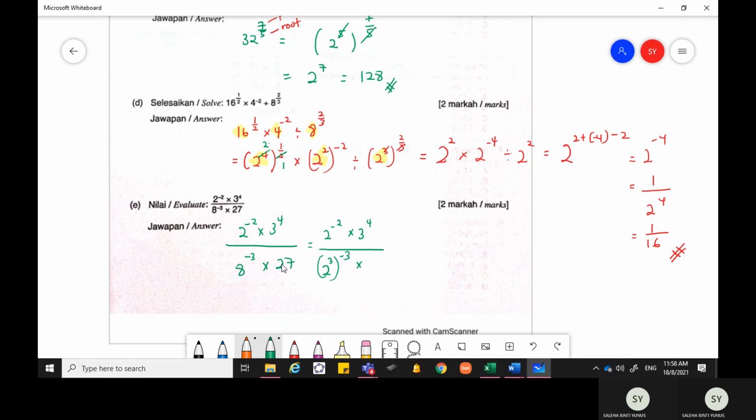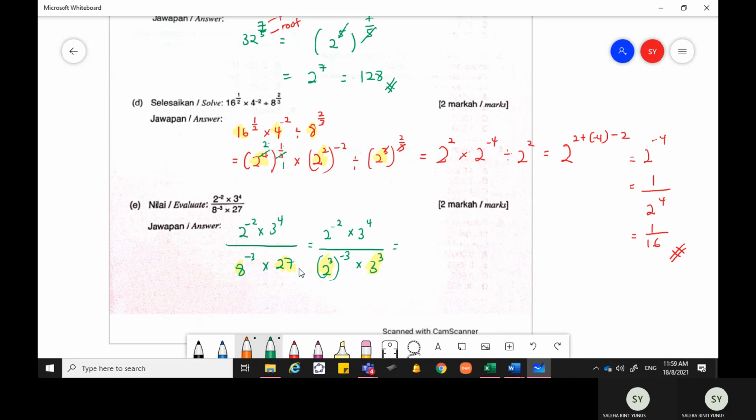And then 27 kita nak change into base 2 tak boleh, jadi kita change into base 3. So 3 cube. Okay, so apa yang saya ubah yang ni. Okay, 8 sama dengan 2 cube. And then 27 equals to 3 cube. Okay, now kita ada 2 base kat sini. Jadi kita combine lah. Base 2 dengan base 2 and then base 3 dengan base 3.